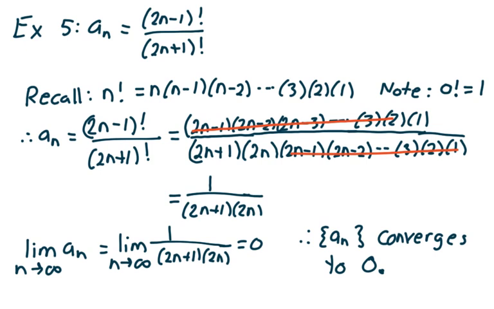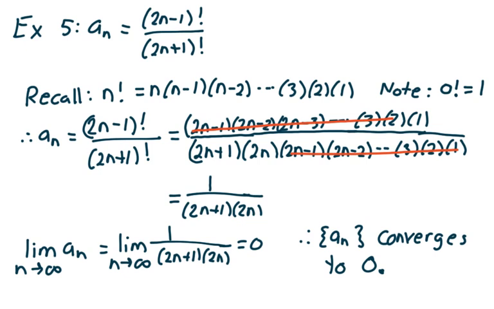So let's take a look at a sub n, which is equal to (2n minus 1) factorial divided by (2n plus 1) factorial. If I write out this whole thing, we get the following. In the numerator, we get 2n minus 1 times 2n minus 2 times 2n minus 3, all the way down to 3 times 2 times 1. In the denominator, we get 2n plus 1 times 2n times 2n minus 1 times 2n minus 2, all the way down to 3 times 2 times 1.